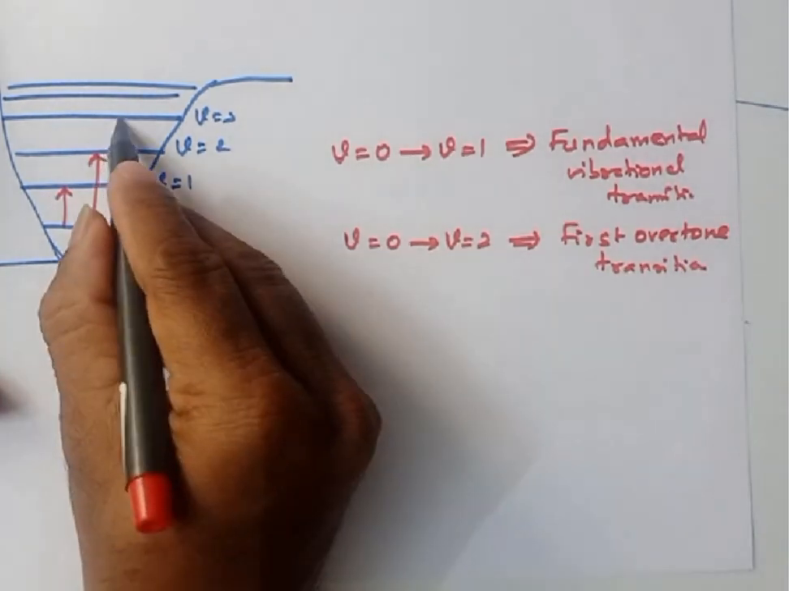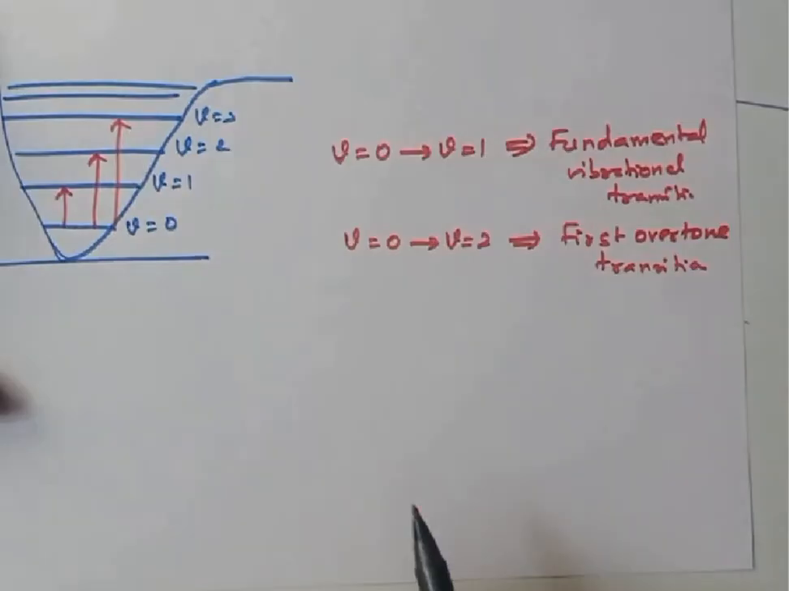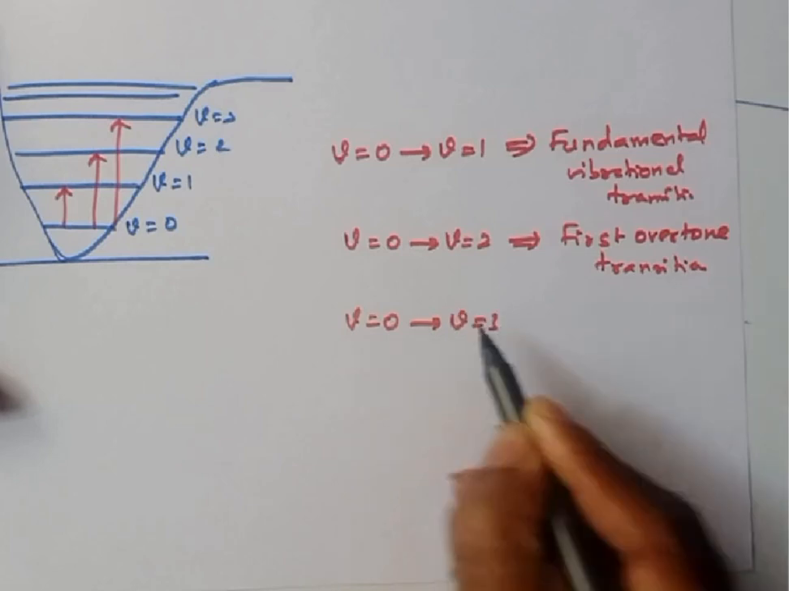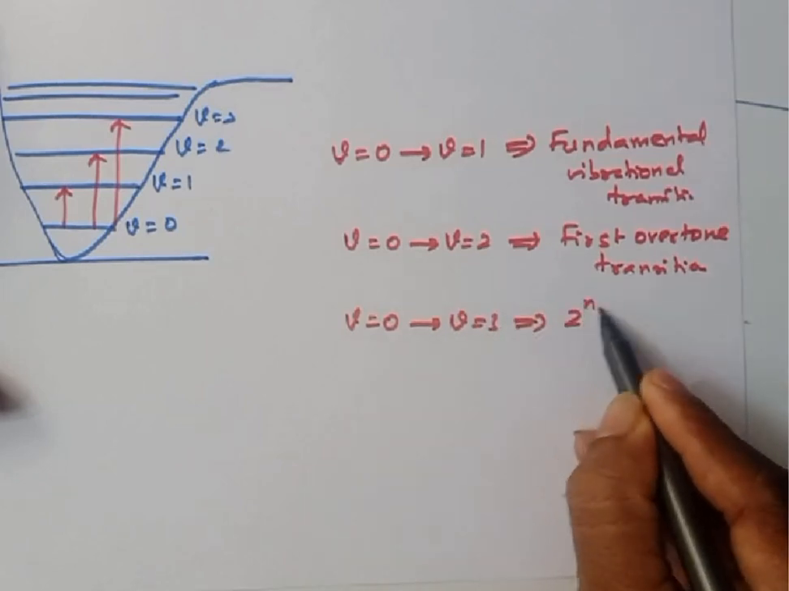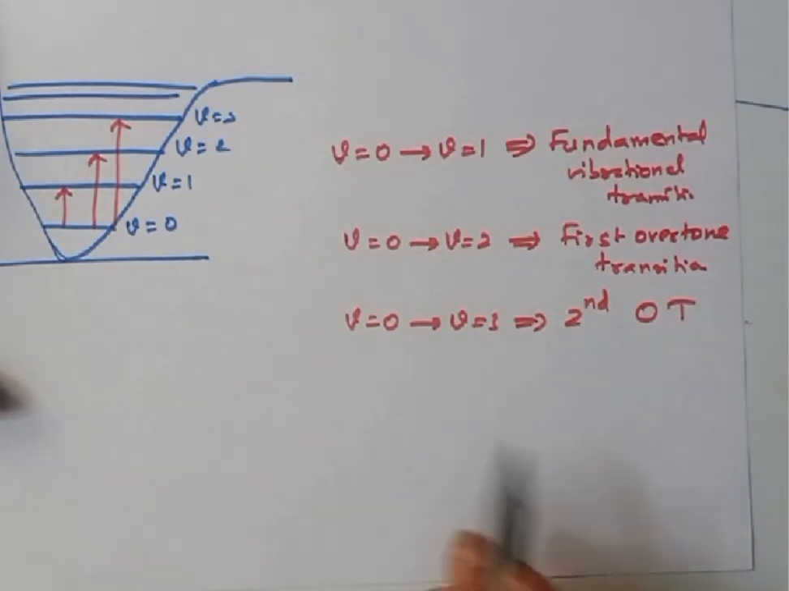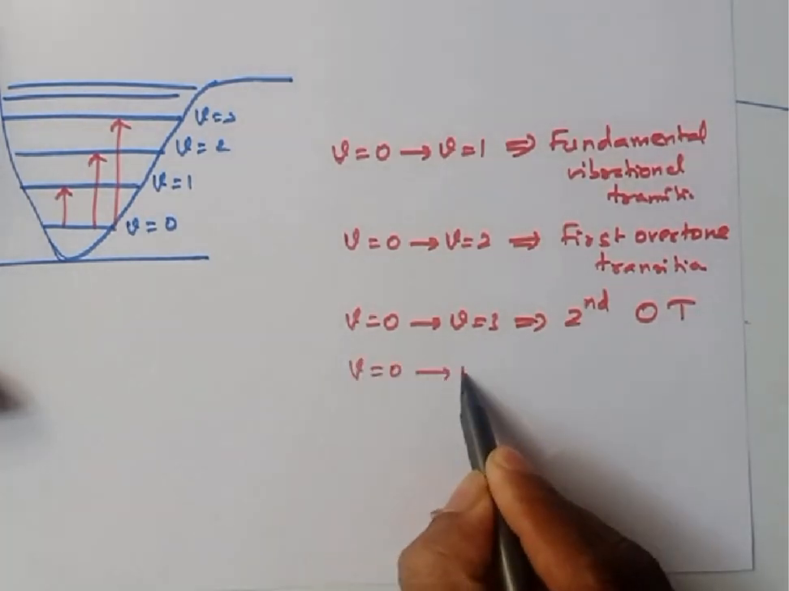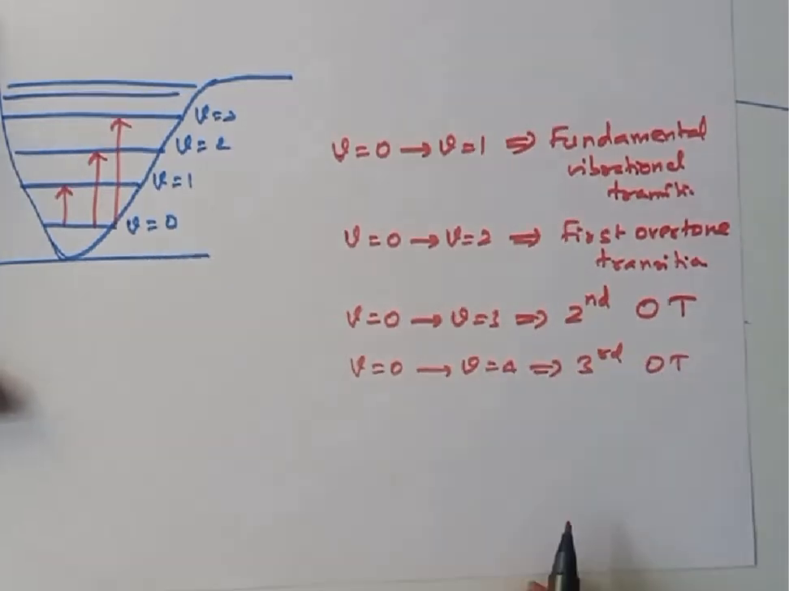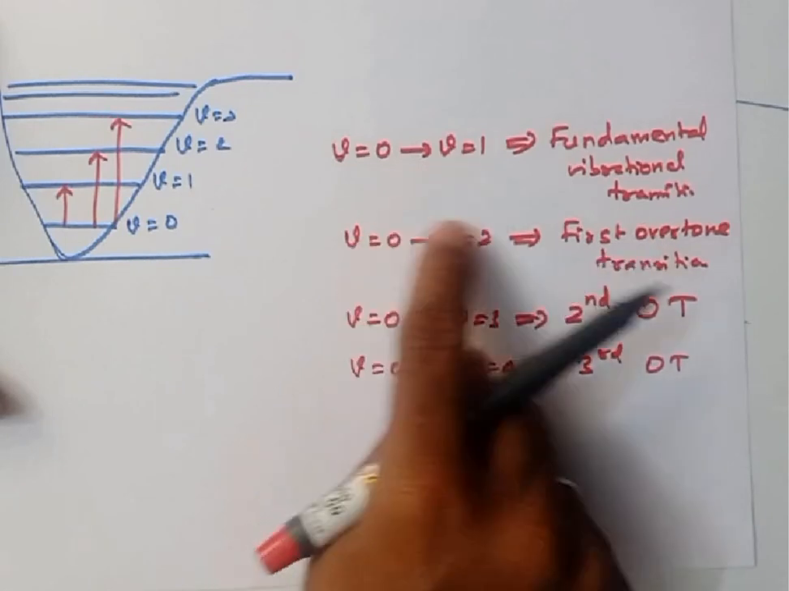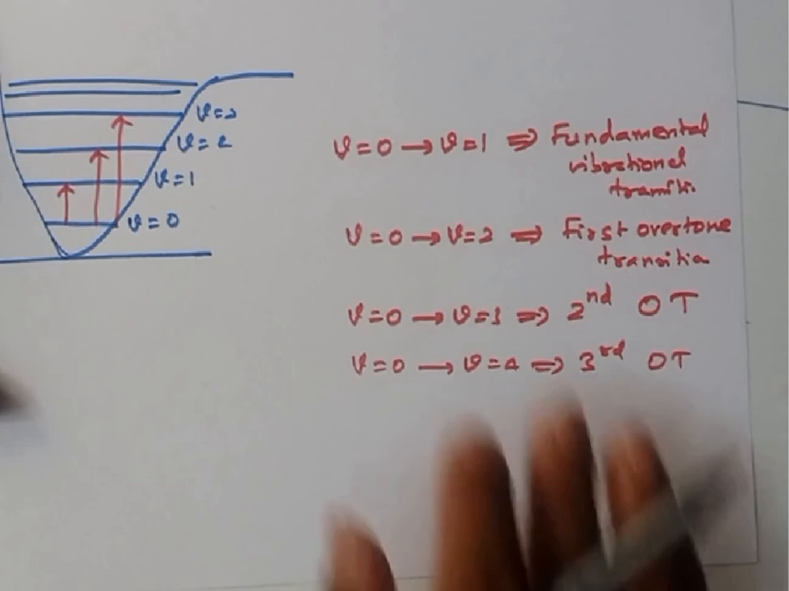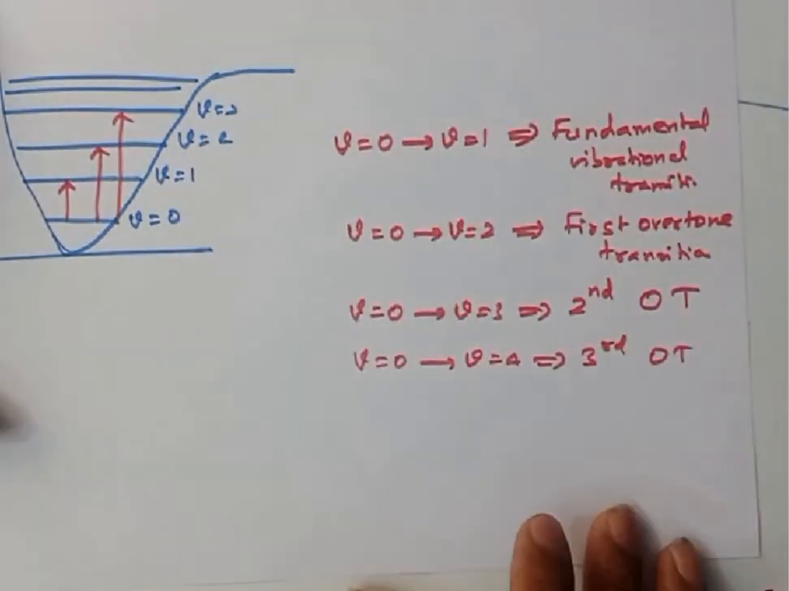What about 0 to 3? Is this allowed? Yes, that is also allowed. V equal to 0 to V equal to 3 is called the second overtone transition. Similarly, V equal to 0 to V equal to 4 is called the third overtone transition. 0 to 1 is fundamental. 0 to 2, 0 to 3, 0 to 4, 0 to 5 are all called overtone transitions. All these transitions are allowed and they appear in the spectrum.